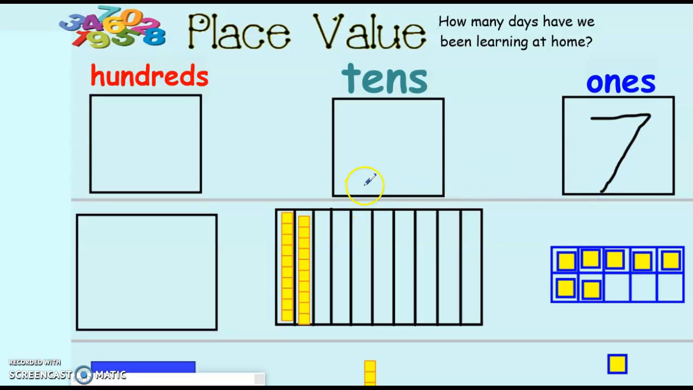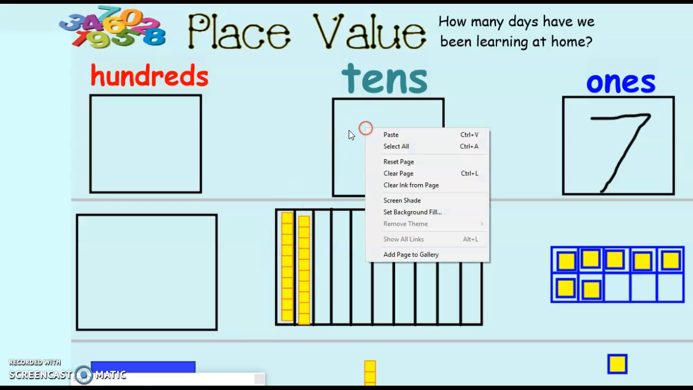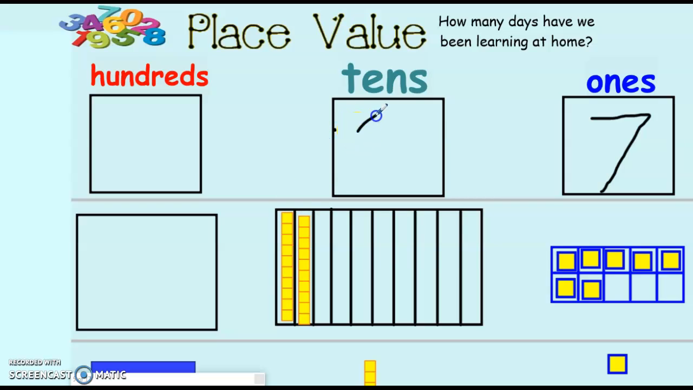And then if we come over to our tens place, we have 2 in our tens place. Start at the top and go all the way to the bottom. We don't want any floating letters or numbers. All right, now we put our big number together. How many days have we been learning at home? 27 days.